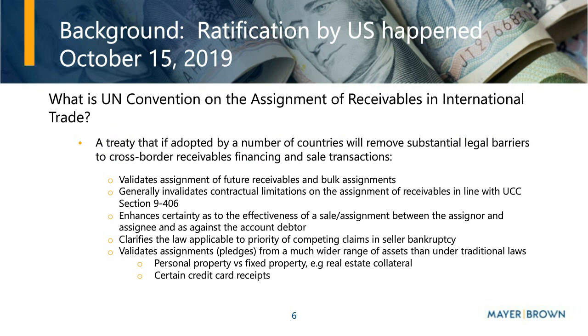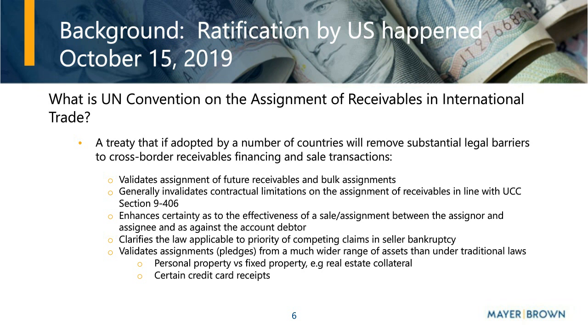What is the UN Convention on the Assignment of Receivables in International Trade, and why is this convention so important? So the UN Convention is a treaty that, if adopted by a number of countries, will remove substantial legal barriers to cross-border receivables financing and sales transactions. What are its key features? It validates assignments of receivables in bulk, such that the convention does not require that each receivable be identified individually. The convention permits, as a matter of contract between the assignor and the assignee, that future receivables can be assigned.